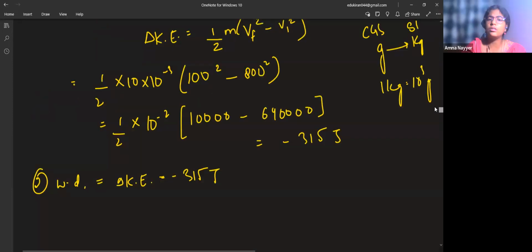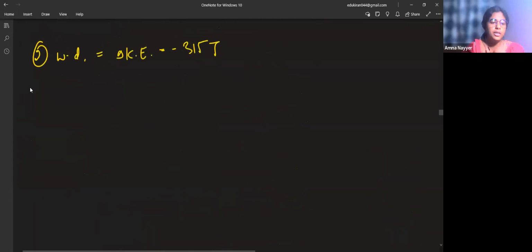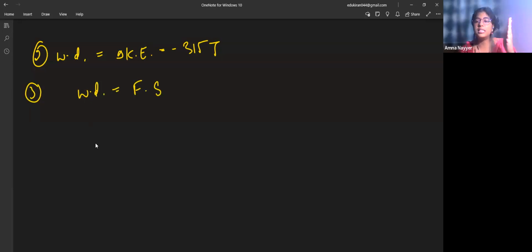And this is not telling you any direction. Work done is a scalar quantity. Average resistive force now we have to find out. See, work done is equal to force into displacement. How much displacement has occurred? It has covered 1 meter, right? Work done is also 315.